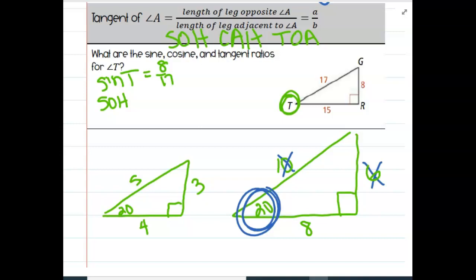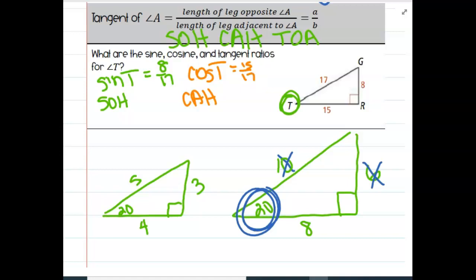Okay? Now, if we want to find cosine of T, we would write it like this. Now, cosine is CAH. So cosine, the A is adjacent, the H is hypotenuse. So once again, looking at angle T, the adjacent side, not the hypotenuse, it's the other one. So in this case, it's going to be 15 over the hypotenuse, which is 17. So 15 over 17.